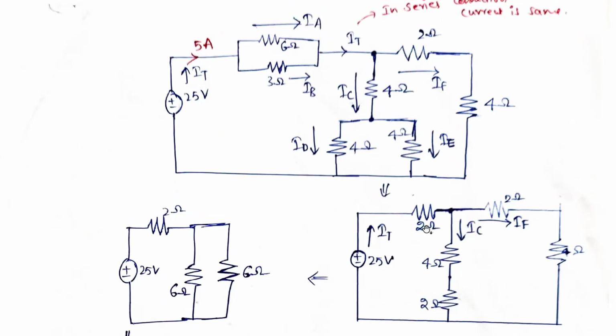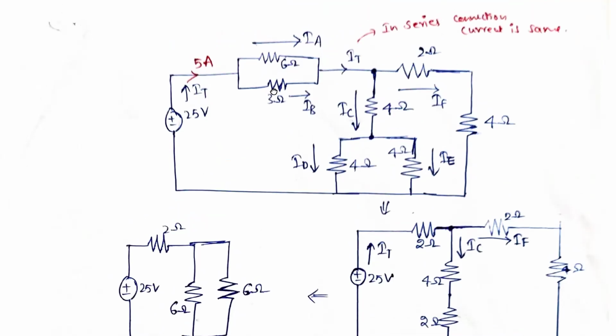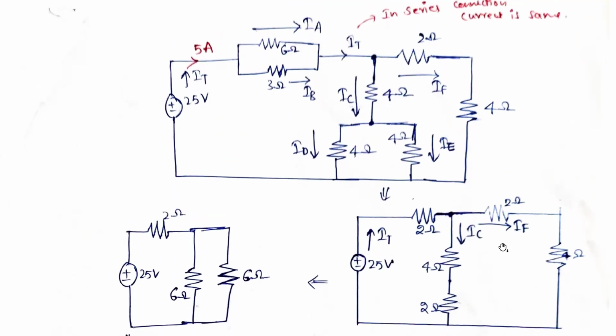So again this 4 ohms comes. Here this is also a parallel connection, 3 ohms, 6 ohms and 3 ohms. So 6 into 3 divided by 6 plus 3. If you reduce, it becomes 2 ohms again. Now further reducing this circuit, because this 2 and 4 ohms are in series, so 2 plus 4 is 6 ohms. And again this 2 and 4 ohms are in series, again 2 plus 4 is 6 ohms.